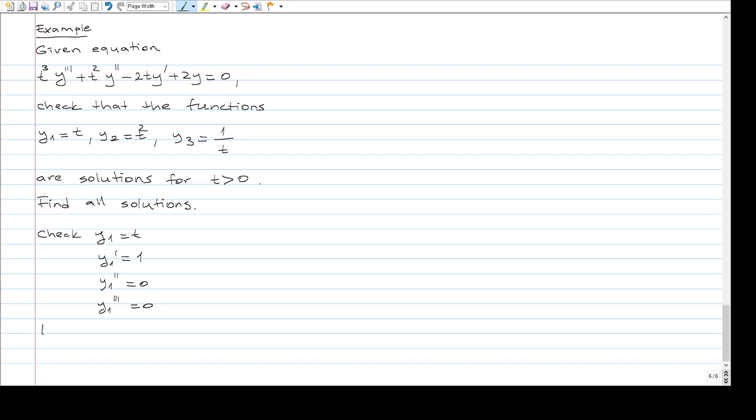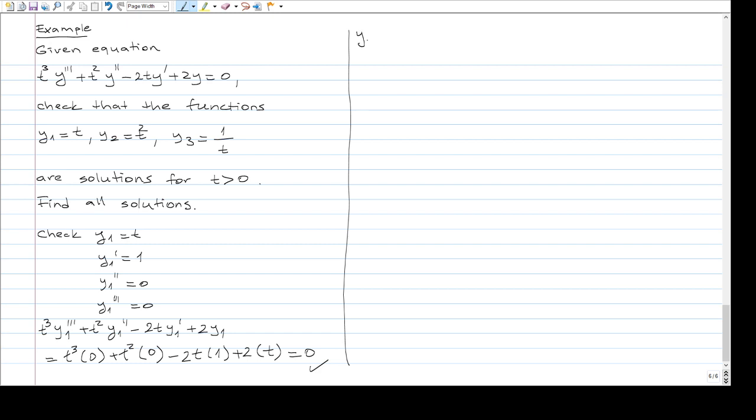So in the equation, t cubed times y1 triple prime plus t squared times y1 double prime minus 2t times y1 prime plus 2 times y1. So y1 triple prime is 0, y1 double prime is 0, y1 prime is 1, and y1 is t. So we have minus 2t plus 2t. This is 0. So it is a solution.